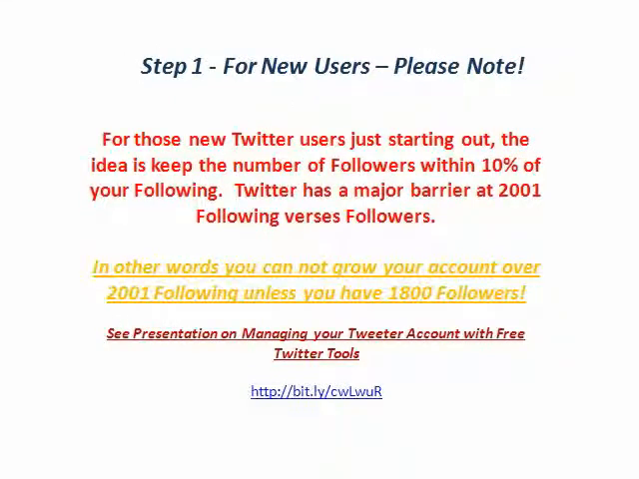Step 1, for new users. Please note there is a barrier when you first start out, and you'll see this many times as you try to add followers. That barrier is at 2001, and you have to be within 10% of that. So you're not going to be able to add followers who have 2001 following and then have 1,200 followers. Twitter will not allow you to add followers when you hit that barrier.